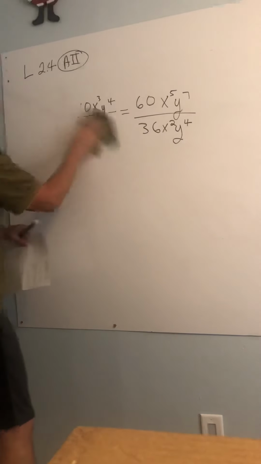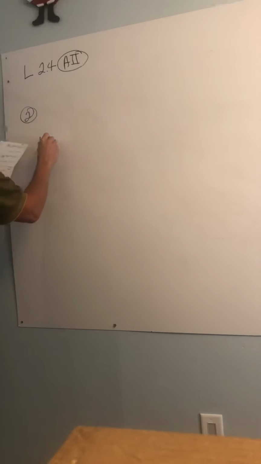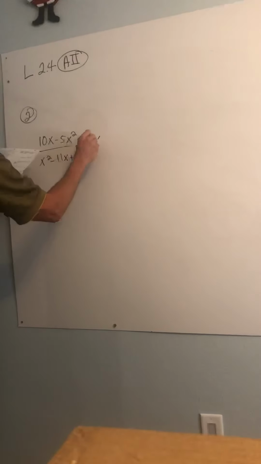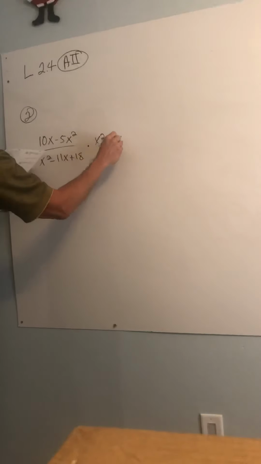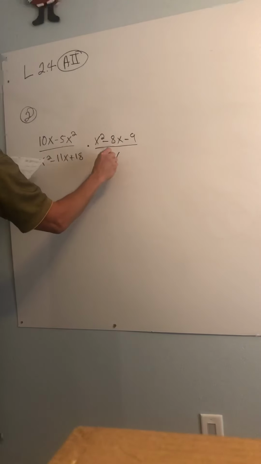Example 2 is going to involve our F word: factor, factor, factor. So here we go. Example 2. We're going to take 10x minus 5x squared over x squared minus 11x plus 18, times x squared minus 8x minus 9 all over 15x.